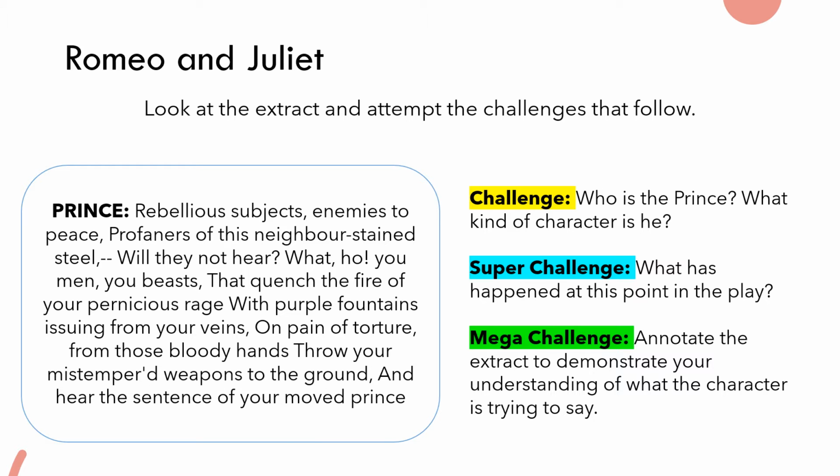So, Prince says, rebellious subjects, enemies to peace, profaners of this neighbour-stained steel, will they not hear? What ho, you men, you beasts, that quench the fire of your pernicious rage with purple fountains issuing from your veins. On pain of torture, from those bloody hands throw your mistempered weapons to the ground, and hear the sentence of your moved prince.